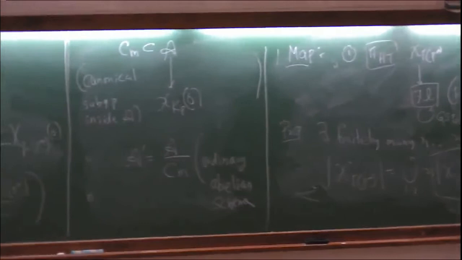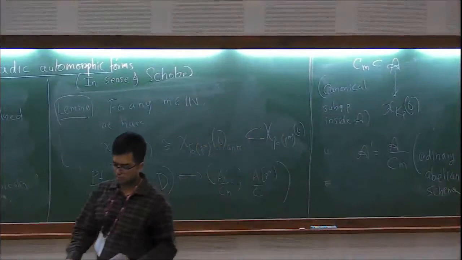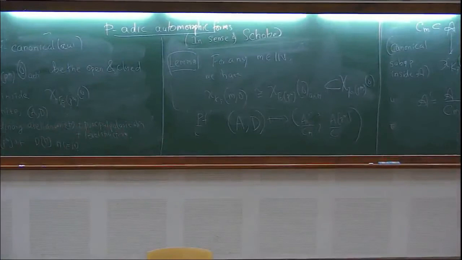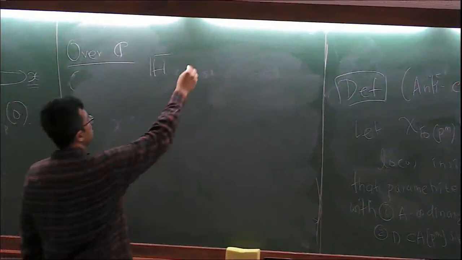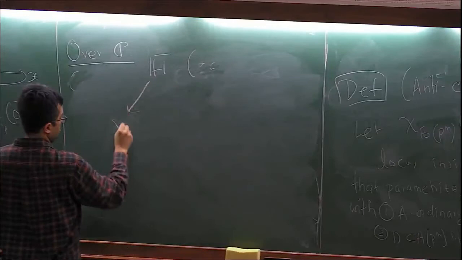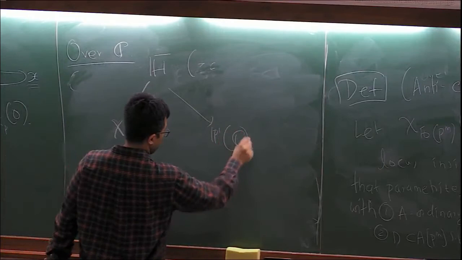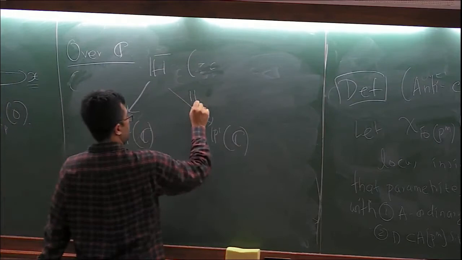Okay. So let's try to do it over C. We have the half-plane and H bar, and a point on it. Then you have P1 over C, the set of all lines passing through the origin, and you can define this pi map.